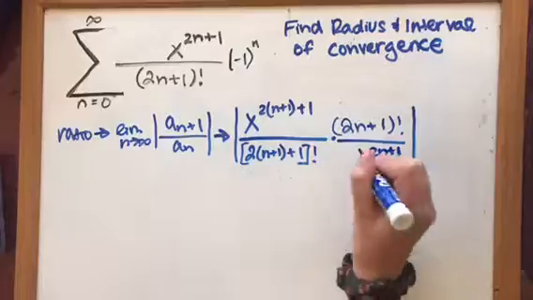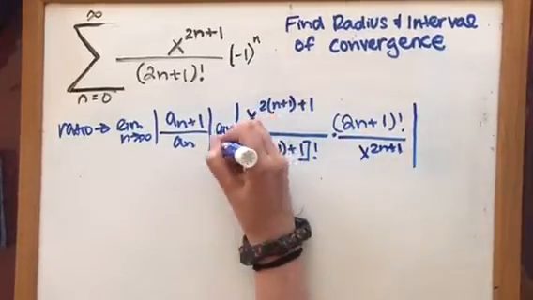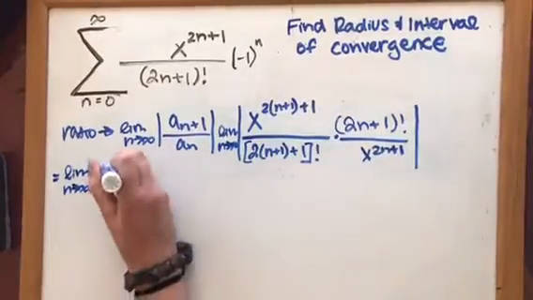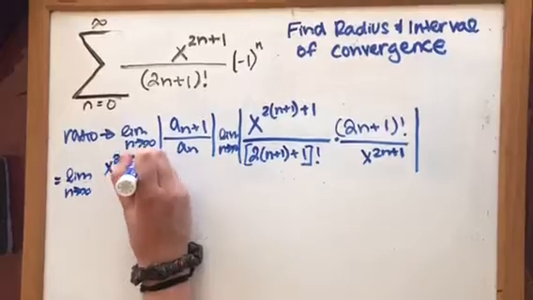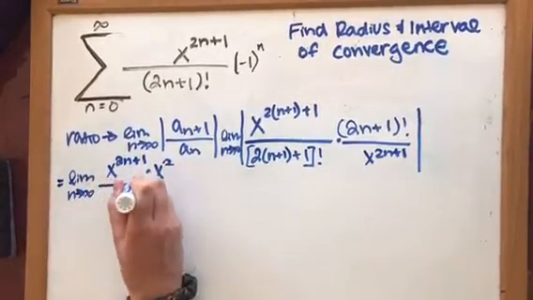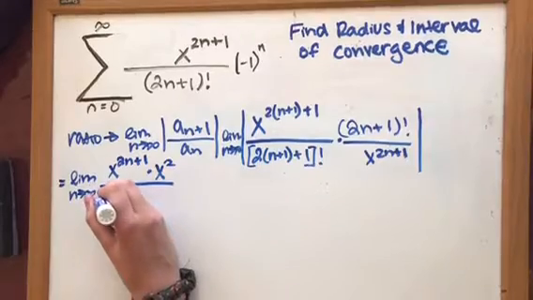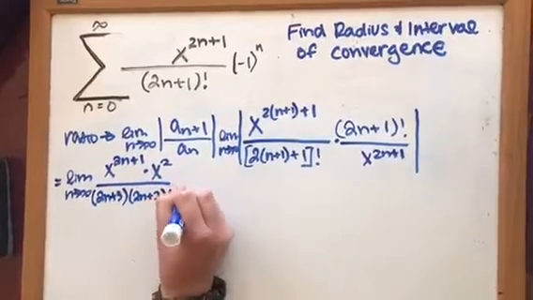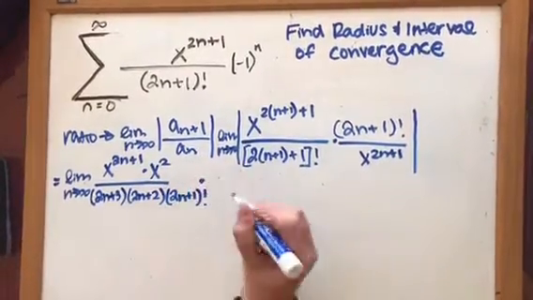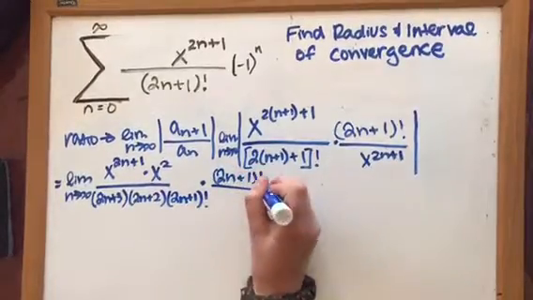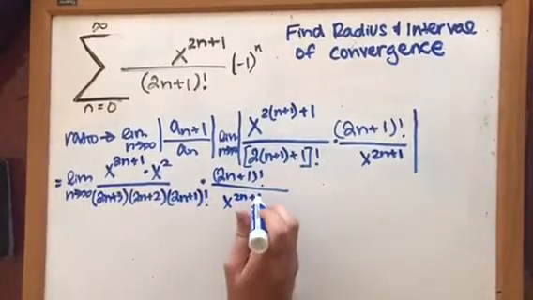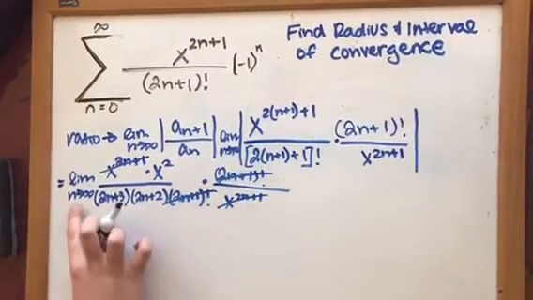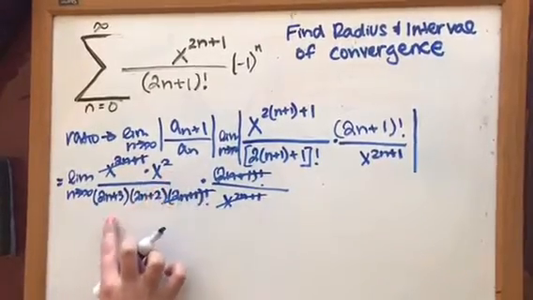Okay, so from here we can simplify. So we can say that this equals the limit as n goes to infinity. This is the same thing as x to the 2n plus 1 times x squared over 2n plus 3 times 2n plus 2 times 2n plus 1 factorial, times, again we have 2n plus 1 factorial, x to the 2n plus 1. So these cancel, and what we're left with is the limit as n goes to infinity of x squared over essentially 4n squared.